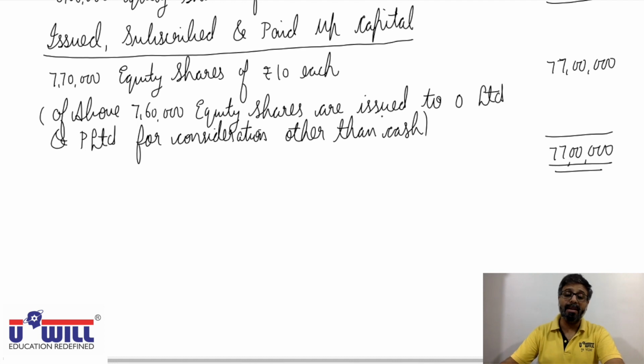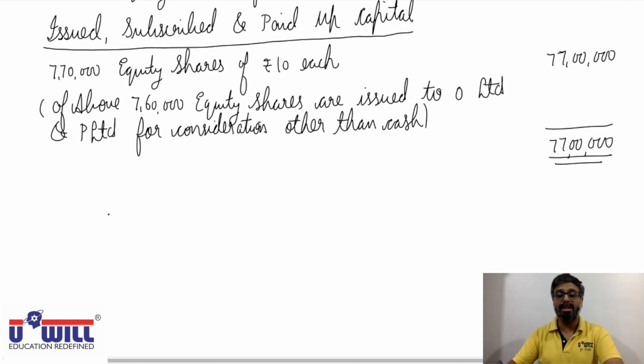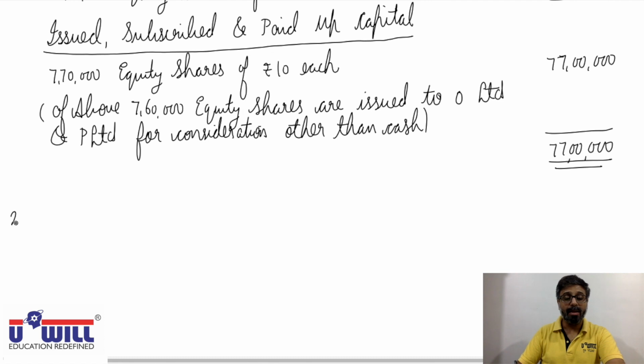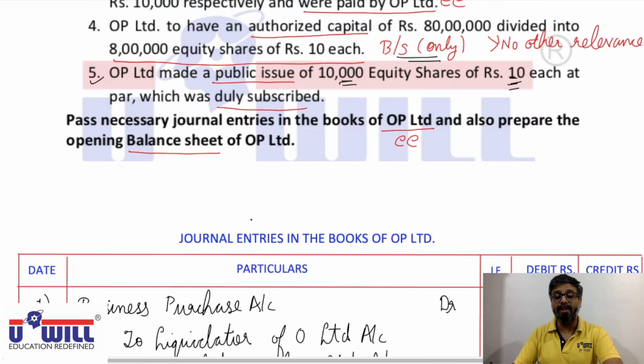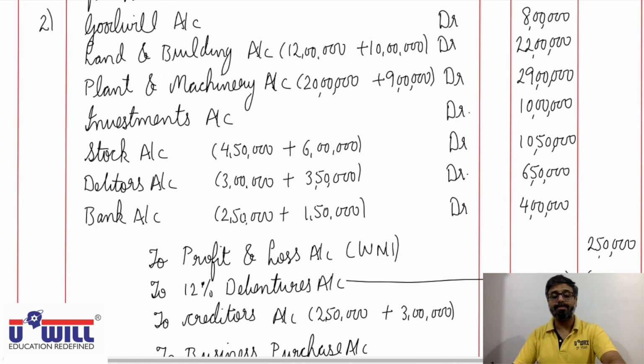And out of that, the third entry is 7,60,000 equity shares which are issued to O Limited and P Limited for consideration other than cash. Second note is of reserves and surplus. After share capital in shareholders' funds, what is the second item? We have reserves and surplus. In that we have to write P&L account balance.